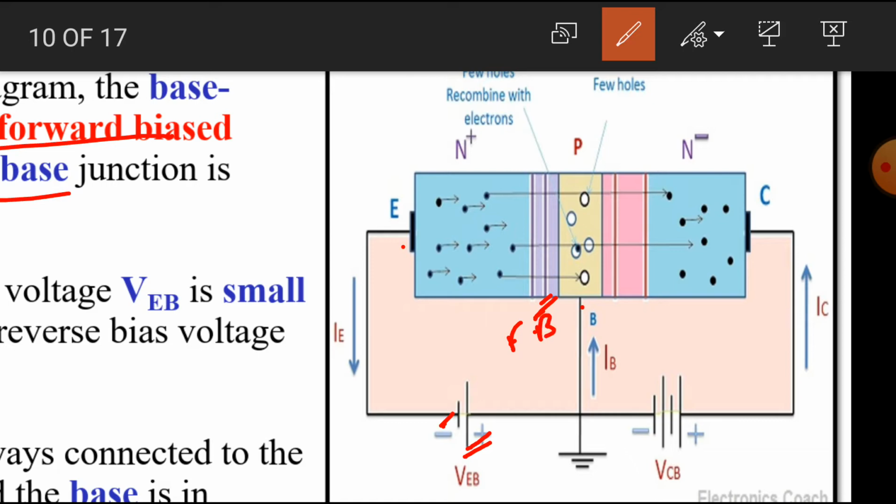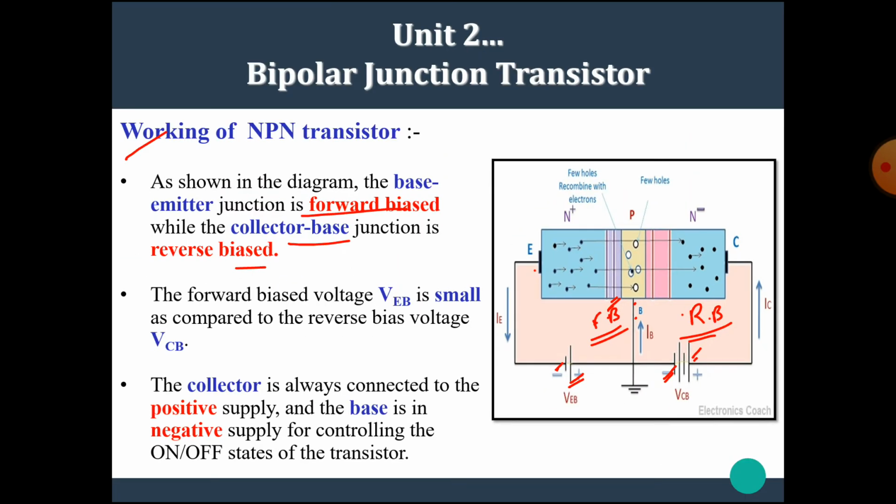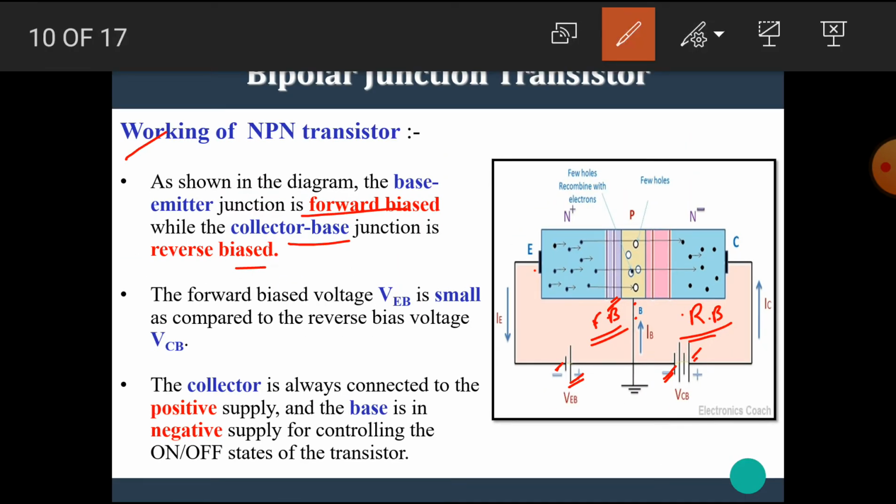Okay, similarly the base collector junction is reverse biased. That means the p type terminal is connected to the negative terminal of the battery and the n type material is connected to the positive terminal of the battery. That means this junction is reverse biased. Hence this arrangement is used in the transistor as an amplifier. Okay, I hope you all understand. The forward bias voltage VEB is small as compared to the reverse bias voltage VCB. That means VCB is greater than VEB.